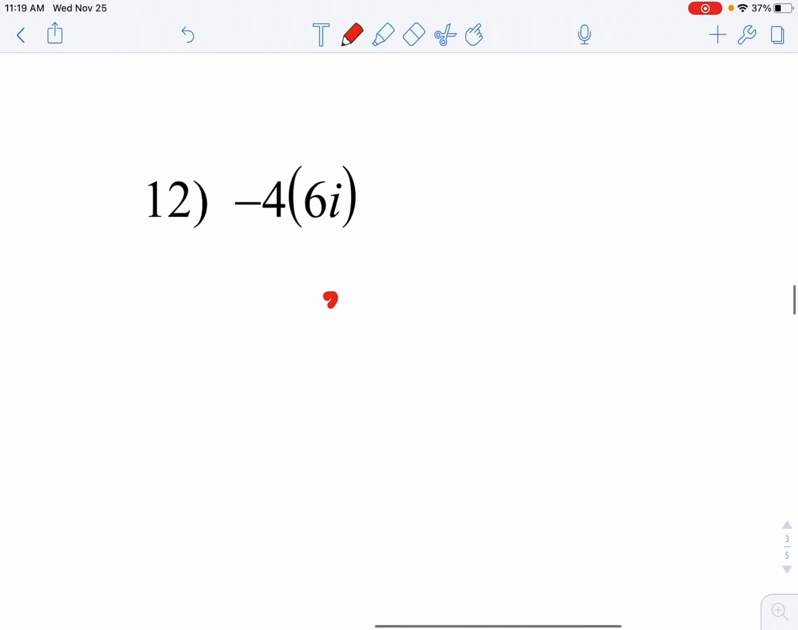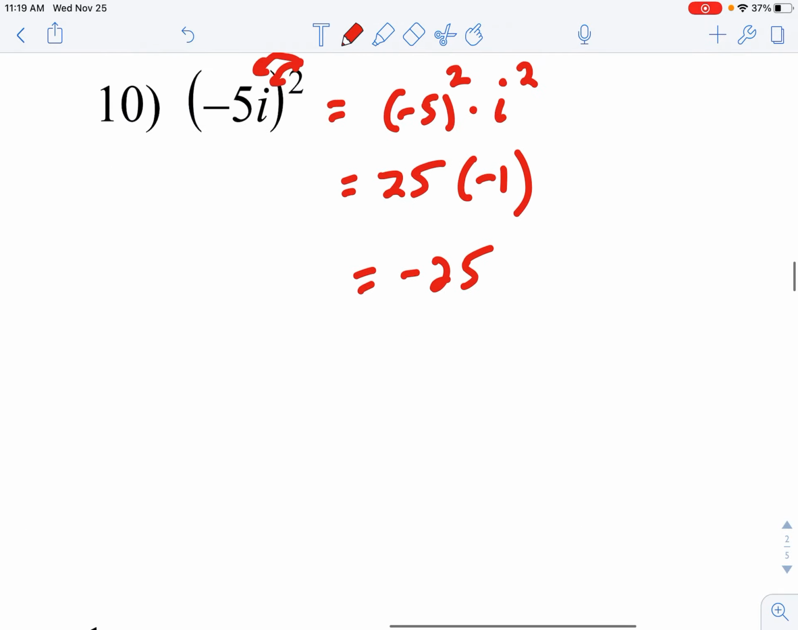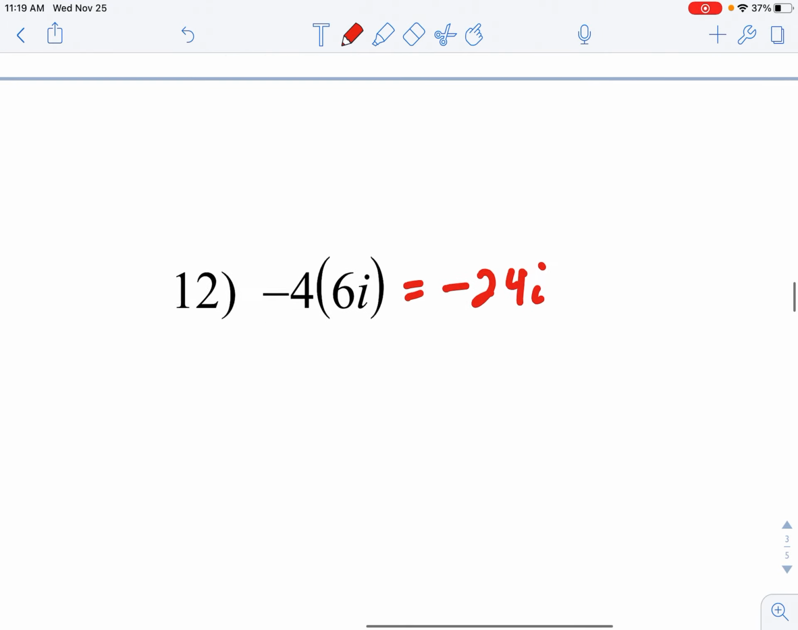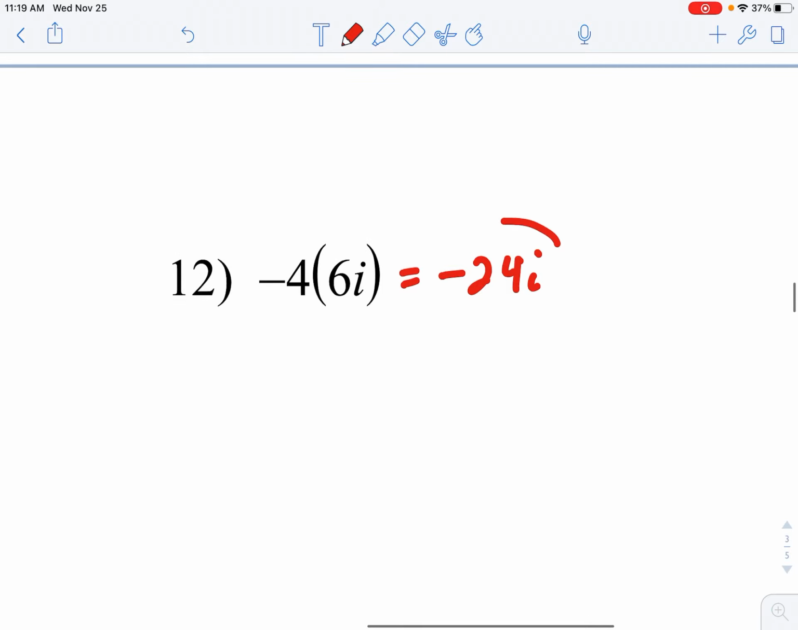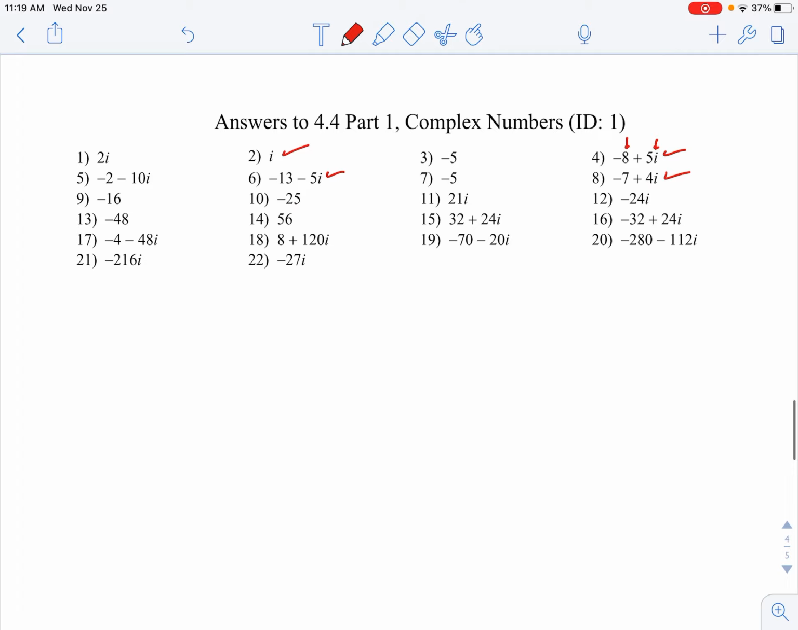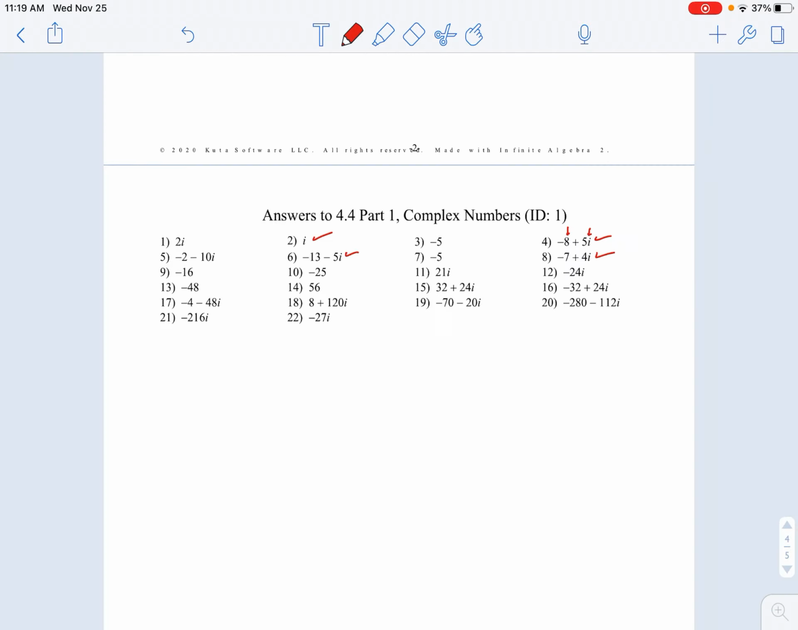Negative 4 times 6i. Well, this is just multiply. How would you do negative 4 times 6x? You just multiply it and call it negative 24x. Same thing. Treat i like a variable. That's negative 24i. What about what we just learned in the last problem? Well, there's no power here. There's no exponent. So you just leave your answer, negative 24i, and that's it. Let me check number 12 and make sure. And yeah, right there, negative 24i.